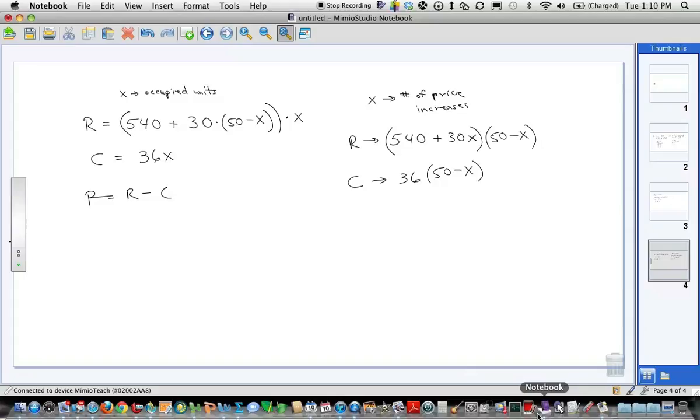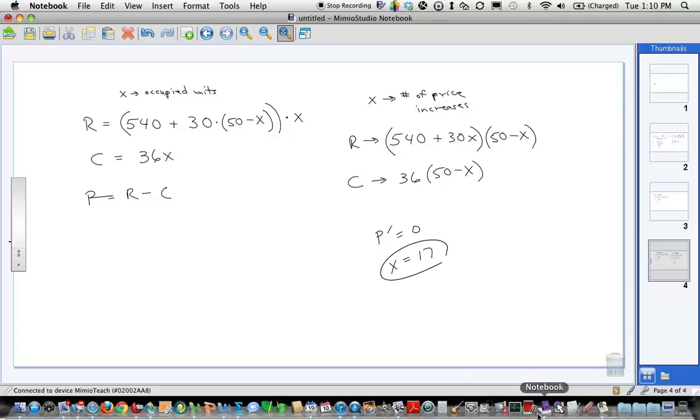And then our profit would be revenue minus cost. And then when we did P prime and set it equal to 0, we'd come up with X equals 16.6. And then we would check 16 or 17, and what we would come up with is, okay, we would have 17 price increases, which, of course, is what we said a little bit ago. 17 price increases, and you do 540 plus 30 times 17, you get the same answer, 1,050. So it is possible sometimes to not use X as a number of units, but to let X be the number of price increases or decreases, because that's pretty common in these problems.